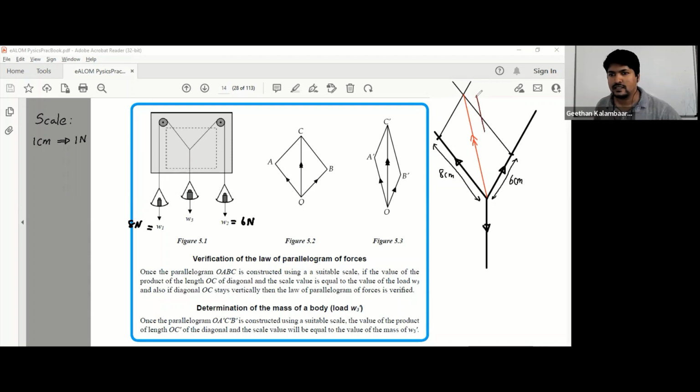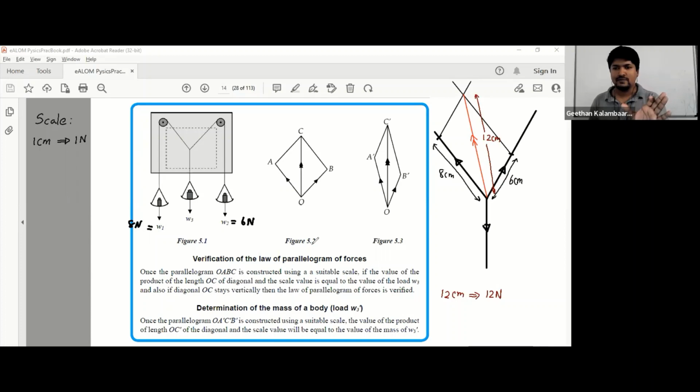When you measure this length, let's say I'll take an example value. Once I measure this length, I'm getting 12 centimeters. So 12 centimeters should represent 12 newtons. So now you can check whether W3 is equal to 12 newtons or not. So this is how we do the verification.